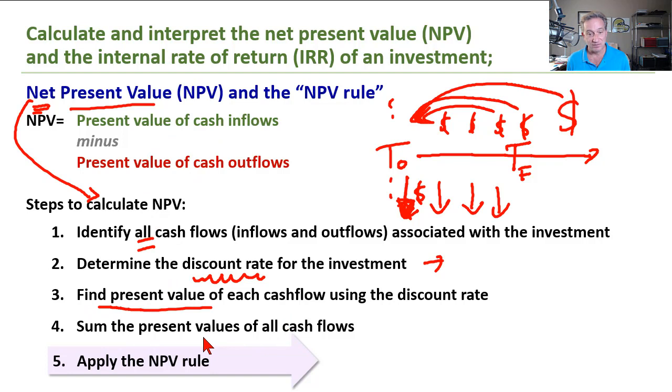We sum the present values because of the validity of that cash flow additivity principle, or cash additivity principle.